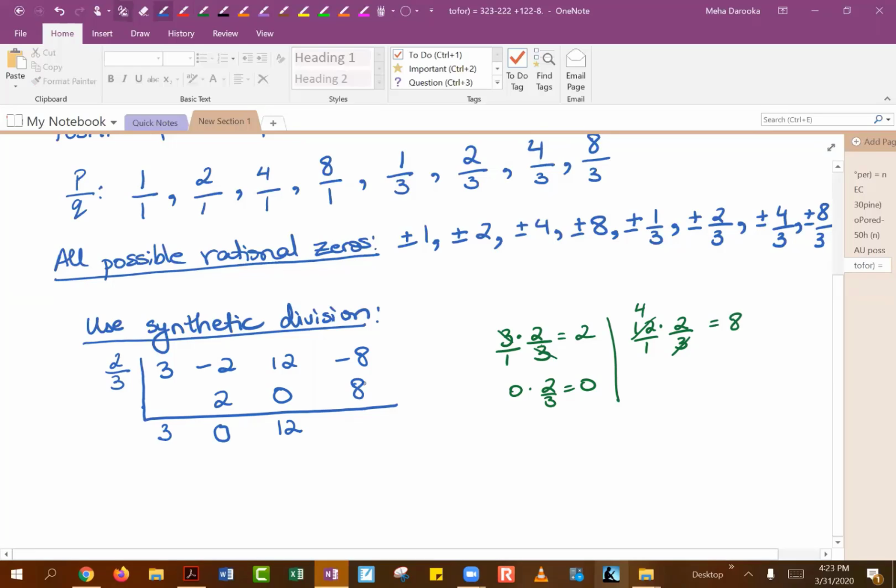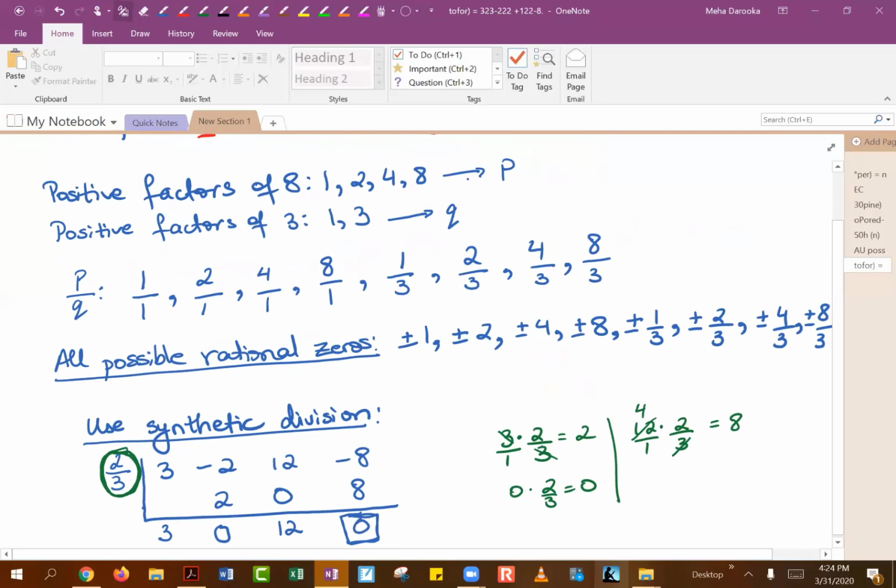So this guy will become an 8, and 8 and negative 8, when you add them together, give you 0. So you can see we got a 0 remainder, and that's how we know 2/3 is going to be one of the rational zeros that we can use. So that means you have actually only found one answer so far.